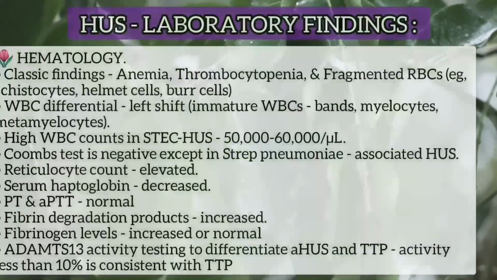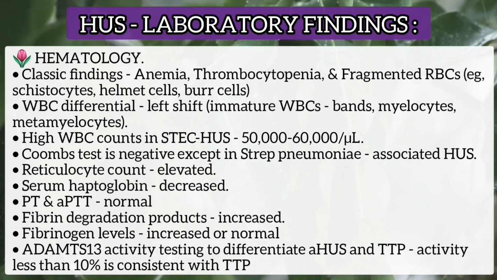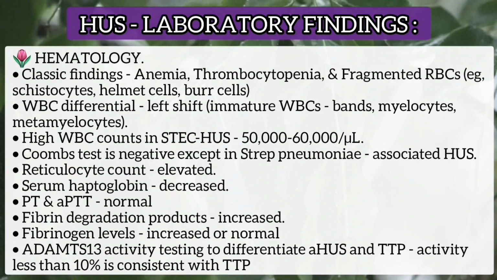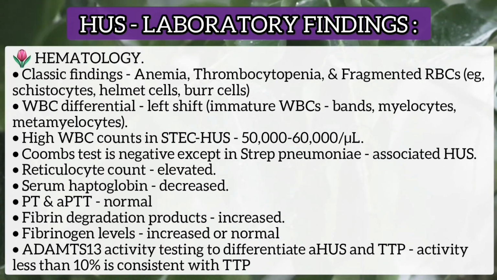Now I will discuss the laboratory test. The classic finding is the anemia, thrombocytopenia, and fragmented RBCs, that is schistocyte, helmet cell, and Burr cell in the peripheral film. The WBC differential shows a left shift, that is immature WBCs, band, myelocytes, or metamyelocytes. The WBC count is high in typical type of hemolytic uremic syndrome. The Coombs test is negative except in pneumococcal associated HUS.